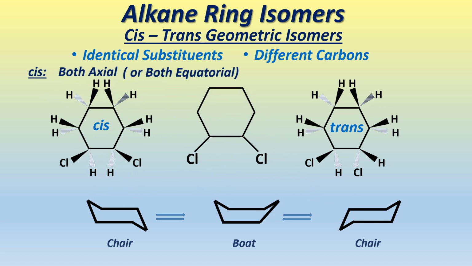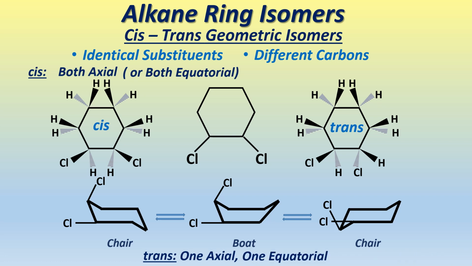Doing the same manipulations with the trans isomer, one gets the same effective result. One chlorine is going to be axial, the other one's going to be equatorial at all times, no matter what conformation the molecule's in. So the cis-trans relationship holds for the molecule in its entirety, no matter what conformation it's in.